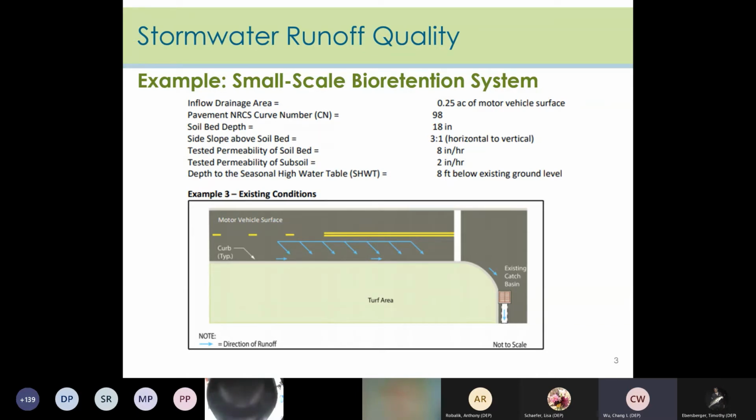Then step 2 is sizing the pretreatment. Remember that for the small-scale BMP, GI BMP, if you want to utilize the exfiltration in the routing, you have to have a pretreatment. In this case, MTD is used for pretreatment by following the MTD certification, and we will address the MTD design later.